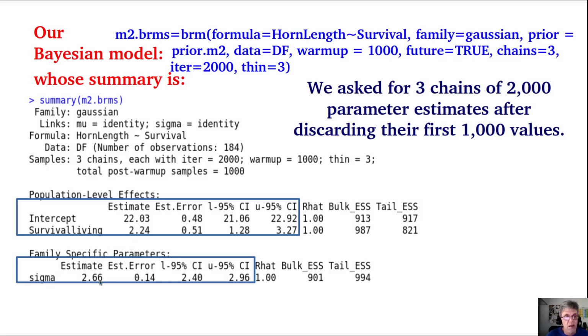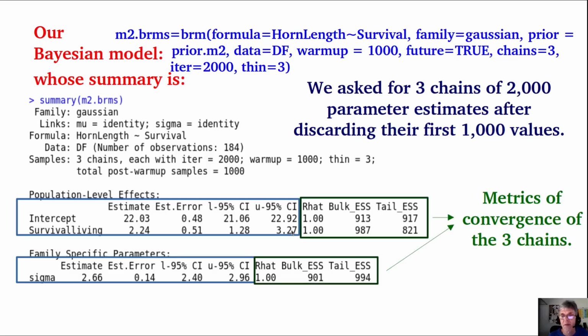Estimate means the mean of this marginal posterior distribution, and here we have the standard deviation, which corresponds to the standard error of these marginal posterior distributions, and the 95% credible interval. The 95% credible interval for the differential of means ranges between 1.28 and 3.27, meaning that values smaller than 1, or smaller than 0, that is negative, are highly unlikely.